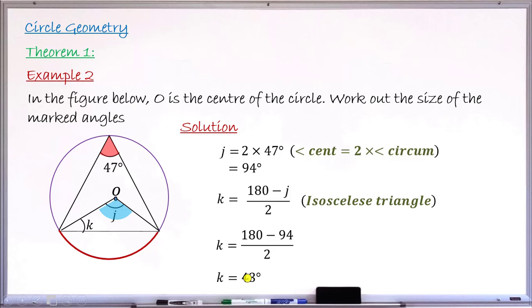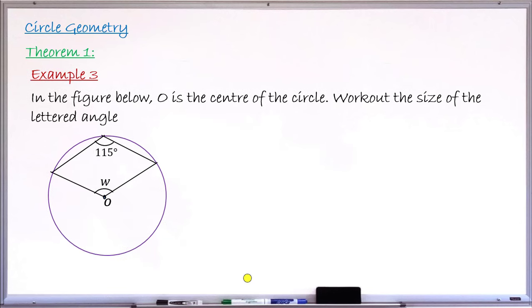Let me just move and take one more example. Example number 3 says in the figure below, O is the center of the circle. The question asked here is to work out the size of the lettered angle. The lettered angle in this case is this angle W. Solution to this very problem.